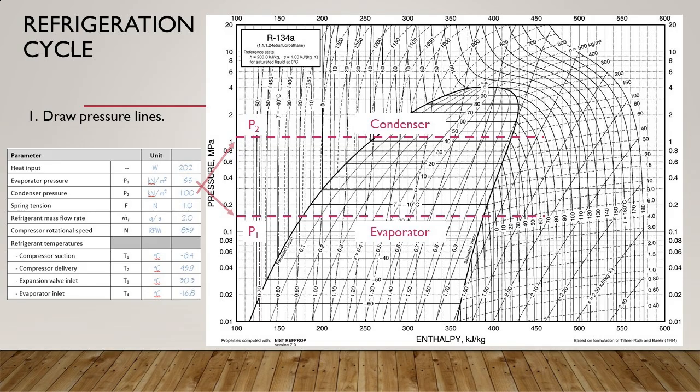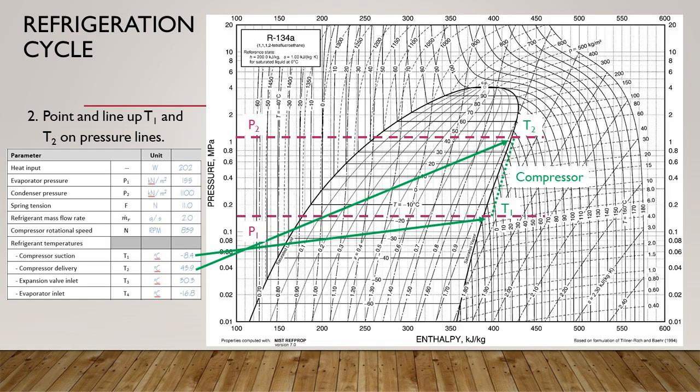First, draw the pressure lines. Pay attention to the unit of pressure used on the diagram. Point the compressor suction temperature of refrigerant T1 on the right-hand side of the evaporation pressure line. Then point the compressor delivery temperature T2 on the right-hand side of the condenser pressure line. Line up the 2 points, and you get the compression line.